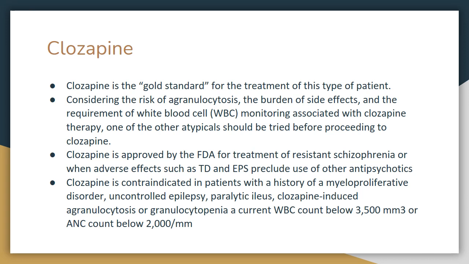Clozapine is approved by the FDA for the treatment of resistant schizophrenia or when adverse effects such as TD and EPS preclude use of any antipsychotics. Clozapine is contraindicated in patients with a history of myeloproliferative disorder, uncontrolled epilepsy, paralytic ileus, clozapine-induced agranulocytosis, or granulocytopenia, or a current WBC count below 3500 per mm3 or ANC below 2000 per mm3.